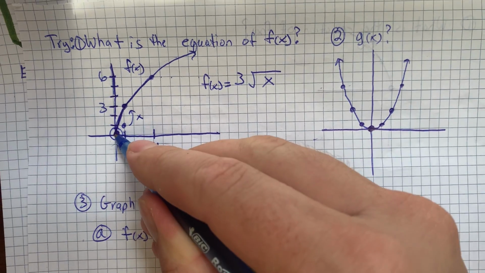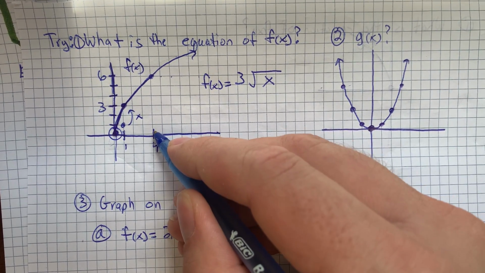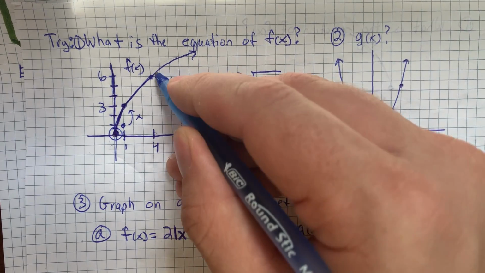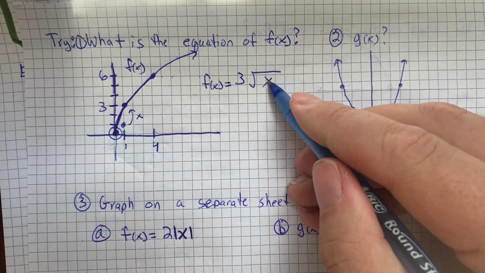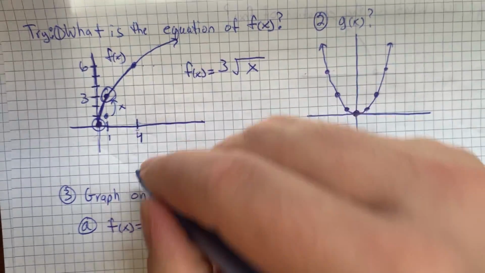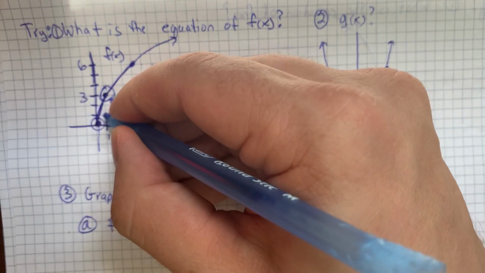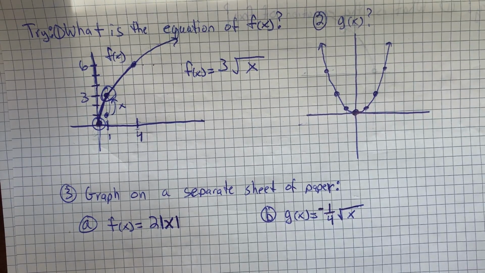If you really wanted to check another point, you could plug in x equals 4. The square root of 4 is 2. 2 times 3 gives us 6. So when you put in 4 for x, you will get 6 out for y. But you really can tell it just from that first point, because all of these parent functions have a point at (1, 1), and so you just see what that point got multiplied by.